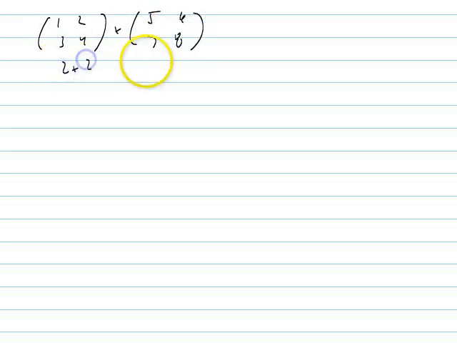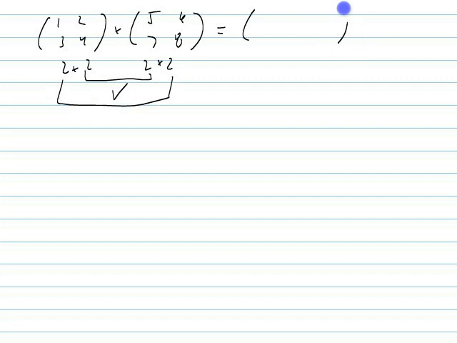Just for extra practice, why don't we do 1, 2, 3, 4 times 5, 6, 7, 8. Now, this is 2 by 2, this is 2 by 2. Because these numbers match up, we can multiply them, and the answer is going to be a 2 by 2. So it's going to have 4 slots. If you're teaching this lesson, have the class try to do this one. To get the top left one, we do row 1 times column 1. That's 1 times 5 plus 2 times 7 to get 19 is the top left element.